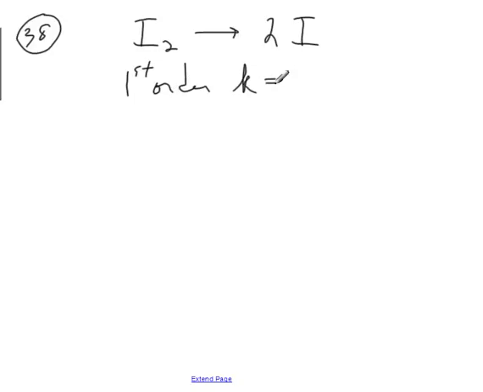Let's take a look. Molecular iodine dissociates into iodine atoms with a first order rate constant. We're told that it's first order. How could I tell just from the constant that it's first order? The units for the rate constant are time to the minus 1, right? So if you see time to the minus 1 as a rate constant, that's a first order rate constant.